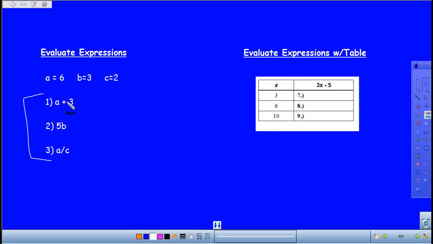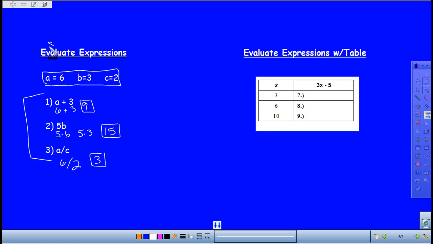The first one is a plus 3. So up here it tells us what all our variables represent. So if a is 6, I'm going to put 6 in for a, and I have 6 plus 3, which I know is 9. 5b is the same as saying 5 times b. So b is 3, so I would have 5 times 3, and that is 15. A divided by c, so I would have 6 divided by 2, and my answer is 3. Just remember that evaluate is another word for solve, so to solve and find an answer for that expression.